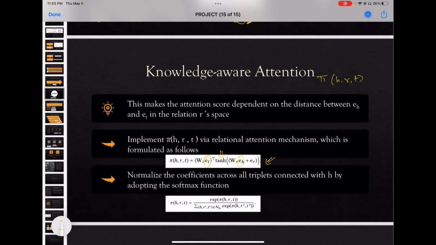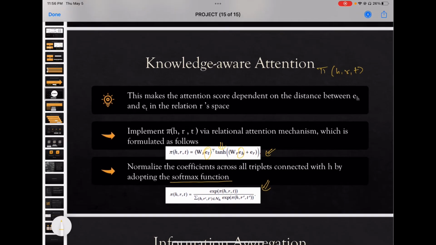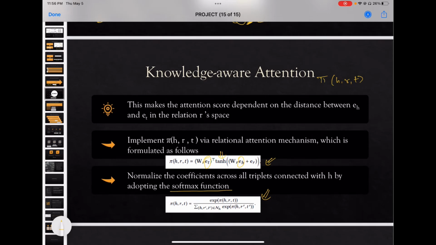Hereafter, normalizing the coefficient across all triplets connected with H is done by adopting the softmax function, which is given here. So, as a result of this, the final attention score is capable of suggesting which neighbor nodes should be given more attention to capture collaborative signals. While performing propagation forward, the attention flow suggests parts of the data to focus on, which can be treated as explanations behind the recommendation.